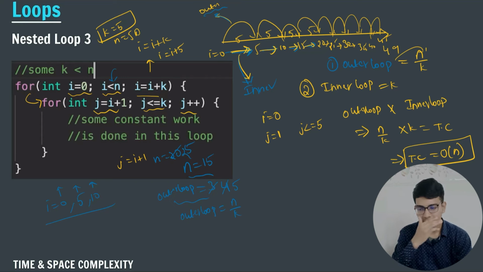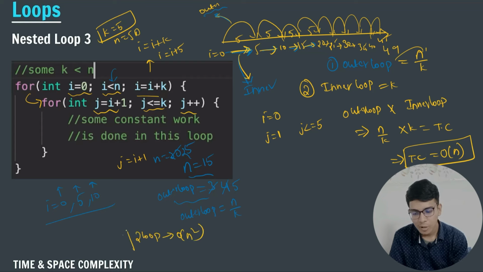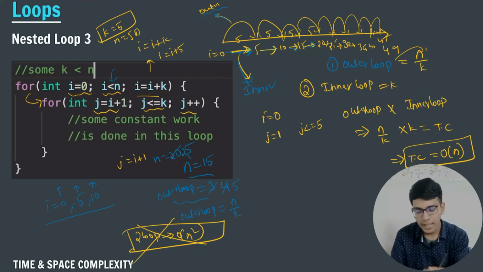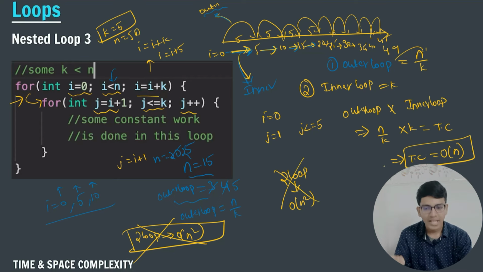Most students will assume that if there are two loops, then the time complexity will be big O of n square. This is not true for most cases. Yes, this is true for most scenarios, but in a few particular scenarios, like this example, this is a nested loop. Here we have two loops, but that doesn't mean it will give us a time complexity of big O of n square. In some cases it might, but in minor cases this might give you time complexity of big O of n. Yeah, this is the example I wanted to show you, right?